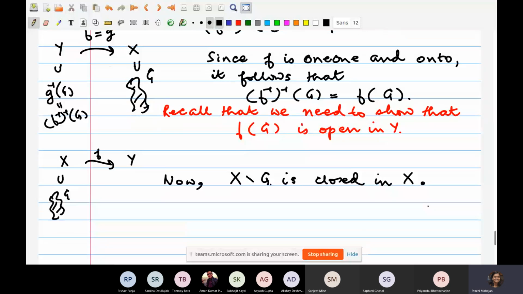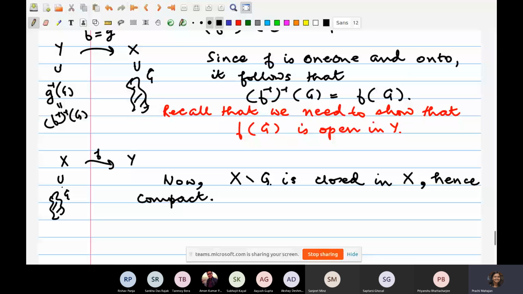What is the next statement that I can say? X minus G is compact. Yeah, because closed subsets of compact sets are compact. X minus G is closed in X and hence compact. So you have a compact subset of X.